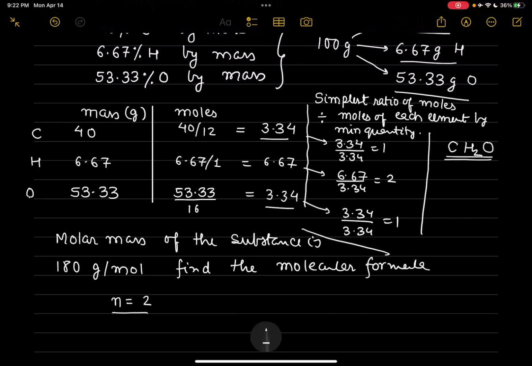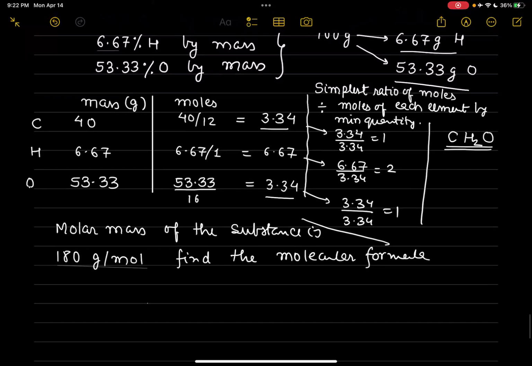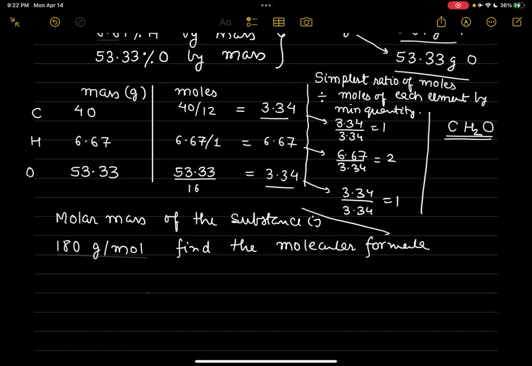Maybe I'm making a mistake. Actually, I'm solving a different question. In my mind, there is some different question. Yes, you are right, absolutely correct. So better write it to avoid confusion. Empirical formula mass into N equal to molecular mass. So what is EF mass? 30. You told very correctly, into N.